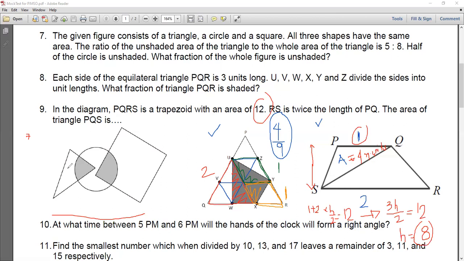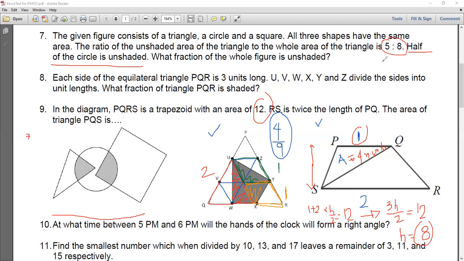So 5:8. So meaning the area of the triangle is 13, right? Because 5 plus 8, that is 13. And that composed of the triangle. So it means that the three figures have the same area, so all of their areas are 13. But I am hesitant to use 13. Why? Because it says here that half of the circle is unshaded. So for me to get an exact number, I'm going to double this one.